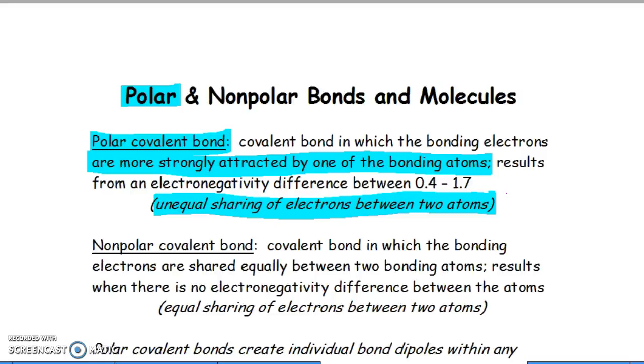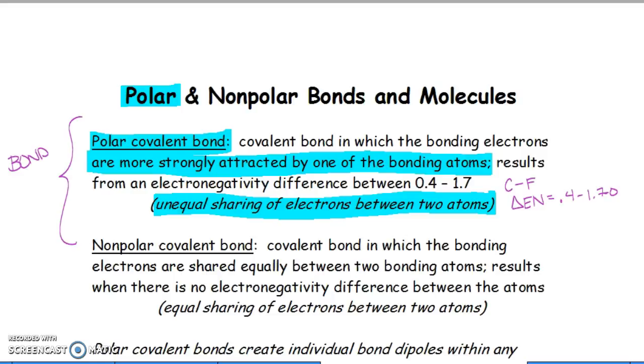So an example would be something like a carbon and a fluorine bond, where if you were to subtract their electronegativities, the difference in electronegativity would be between 0.4 and 1.7. So this is describing a bond, not necessarily a polar molecule. You can have a polar bond within a polar molecule or a nonpolar molecule.